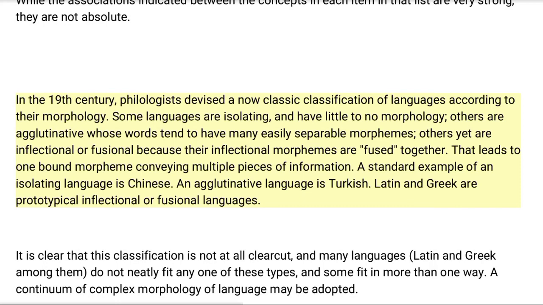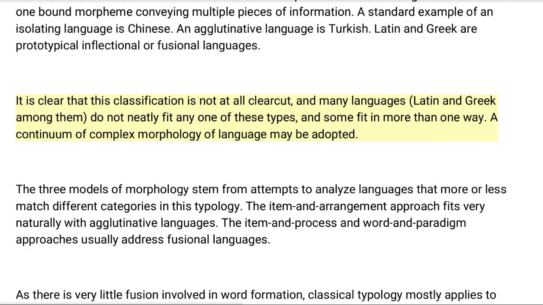A standard example of an isolating language is Chinese. An agglutinative language is Turkish. Latin and Greek are prototypical inflectional or fusional languages. It is clear that this classification is not at all clear-cut, and many languages, Latin and Greek among them, do not neatly fit any one of these types, and some fit in more than one way. A continuum of complex morphology of language may be adopted.